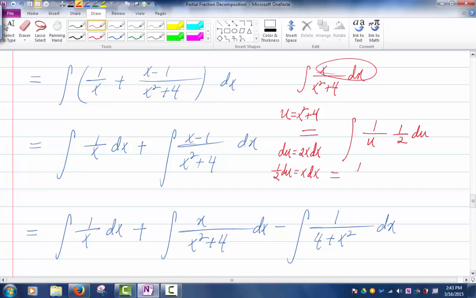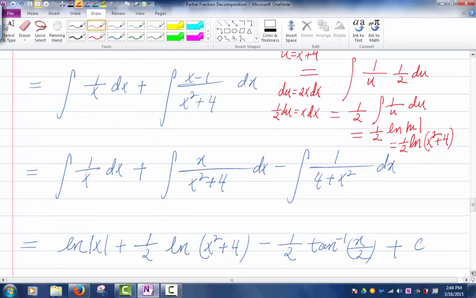So then I can write it as half the integral of 1 over u du, and that's going to be half ln of absolute u. And finally, u is x squared plus 4. I am not writing an absolute value anymore because x squared plus 4 is already positive. So that's what I get for the middle integral, half ln of x squared plus 4.